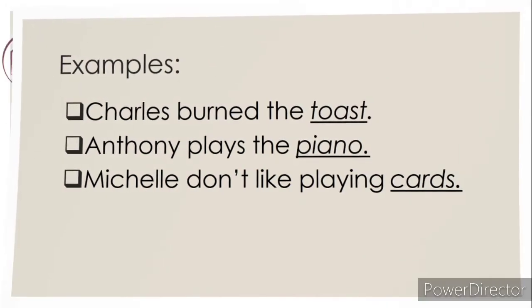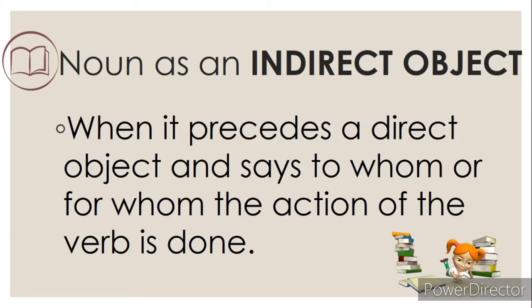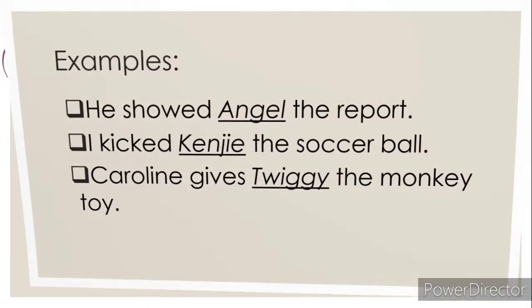Now, let's move on with the noun as indirect object. Noun as indirect object when it precedes a direct object and says to whom or for whom the action of the verb is done. So, when we say indirect object, we are answering the question to whom or for whom that action is done, or that verb is done. So we have here examples.